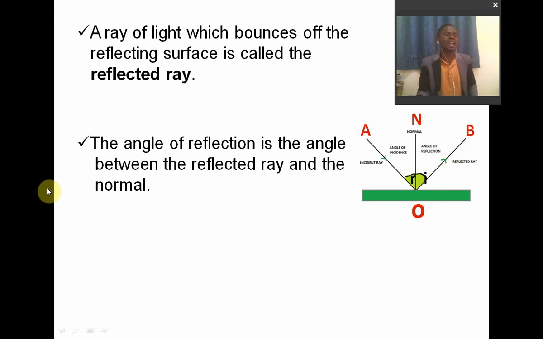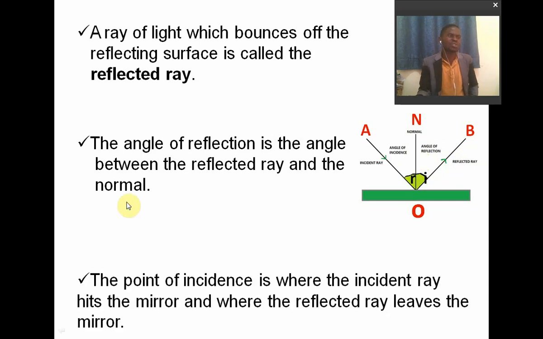Then we are saying that the angle of reflection is the angle between the reflected ray and the normal ray. So this angle, between this ray and the normal ray, the angle between these two rays is what we are calling the angle of reflection.